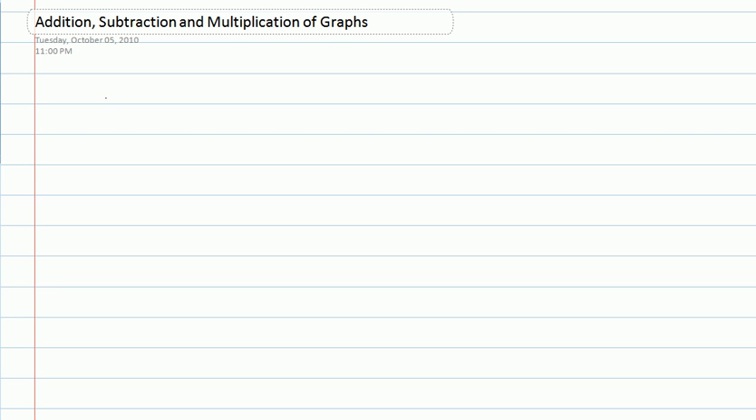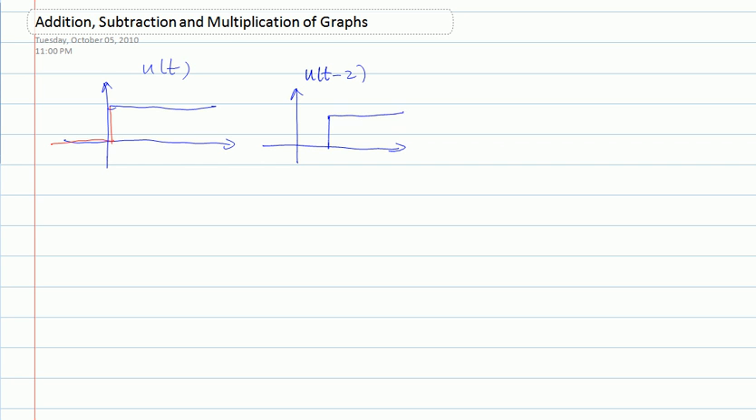Now, first, if I give you a unit step function, let's say u of t, then the unit step function is this. Essentially, it's all 0 here, and it goes up like that. Then u of t minus a certain number, let's say 2, and it goes to here.